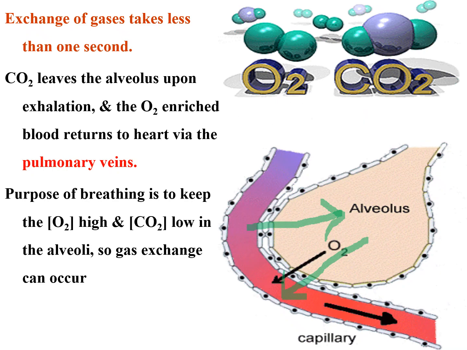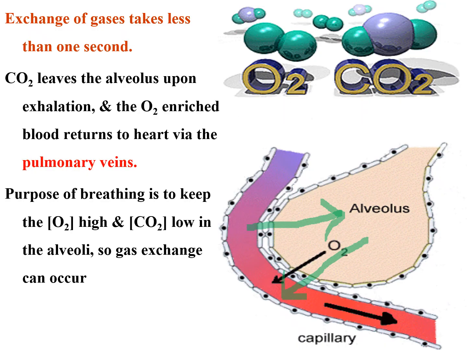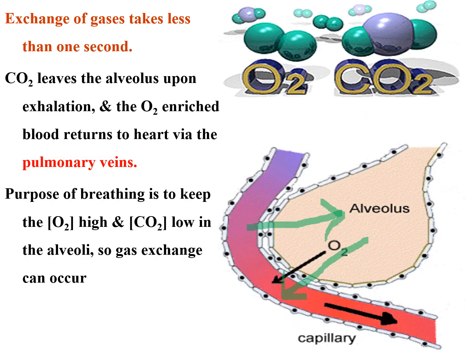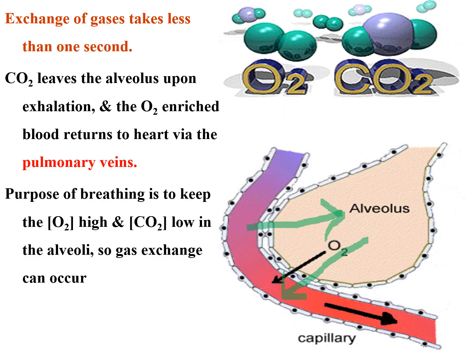So the carbon dioxide leaves the alveolus upon exhalation, and the oxygen-enriched blood returns to the heart via the pulmonary veins. So therefore, really the purpose of breathing is just to keep the oxygen concentration high and the carbon dioxide concentration low in the alveoli so that this gas exchange can occur via diffusion.